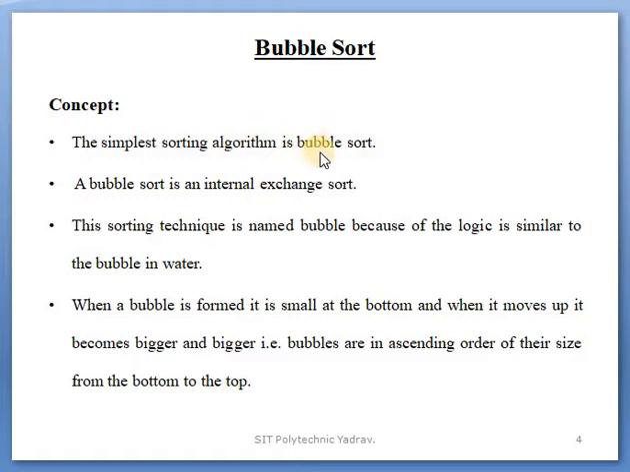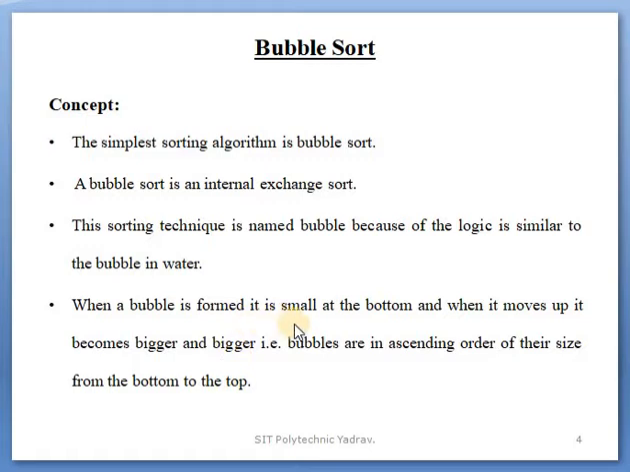So in this technique, the name bubble sort is given using this logic. In water, bubbles are created. First of all, bubbles are small at the bottom. But when they move up, they become bigger and bigger. After that, the bubbles are placed in their proper place, in ascending order of size from the bottom to the top.